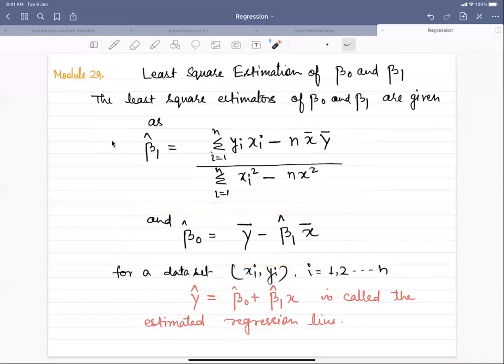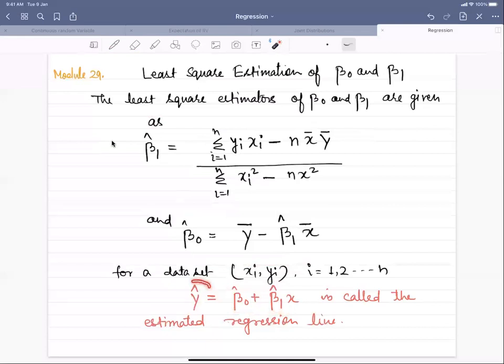So this is for a data set where we have paired observations for xi and yi for i varying from 1 to n, where xi is the independent variable and yi is the response variable, right? Which we are assuming is a random variable coming from a population distribution, a normal distribution with mean given by this and standard deviation sigma.